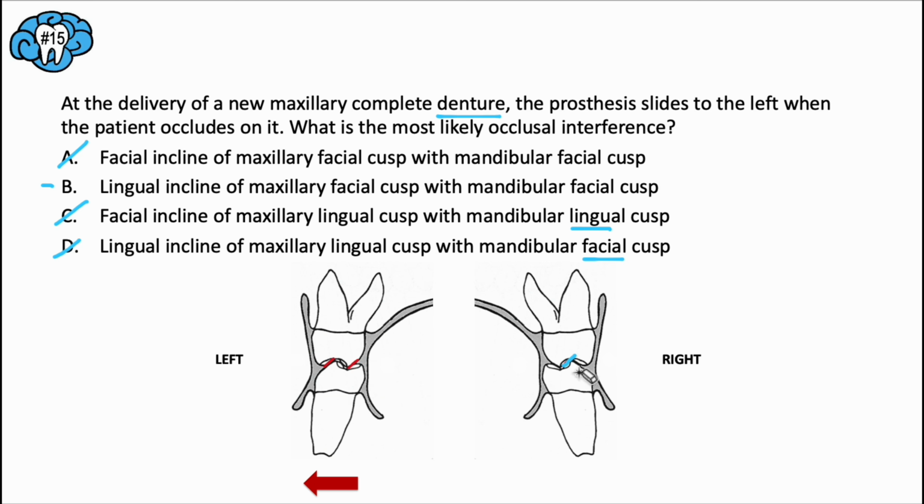So if I erase all the lines here, we go back to answer B. That is correct. It's the only one that has both the first part and second part accurate. A lingual incline of a maxillary facial cusp with the facial incline of the mandibular facial cusp. This could be multiple teeth interfering, or maybe just one high tooth that's interfering and messing everything up. If that cusp is a little bit too high, the patient bites down and then the denture slides to the left, and that's how you're getting that result. So the answer to this question is B.